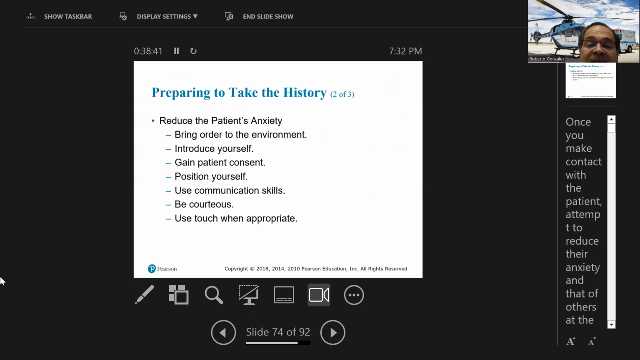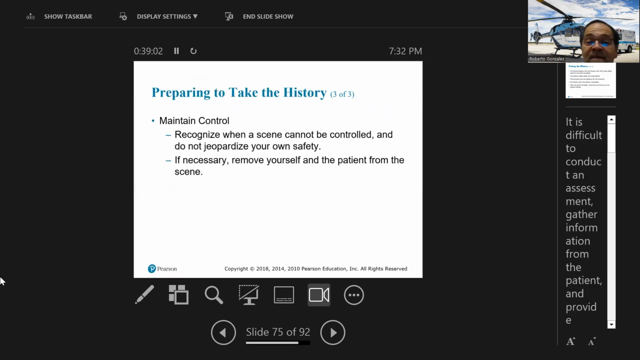Reduce the patient's anxiety, bring order to the environment, introduce yourself, gain patient consent, position yourself, use communication skills, be courteous, and use touch when appropriate. Not everybody likes to be touched, guys. Maintain control, recognize when the scene is not safe or cannot be controlled, and do not jeopardize your own safety. If necessary, remove yourself and the patient from the scene.